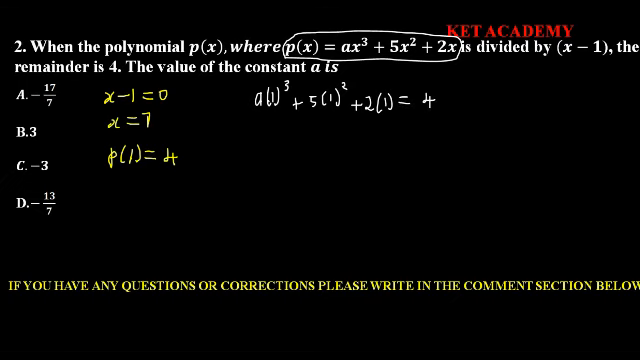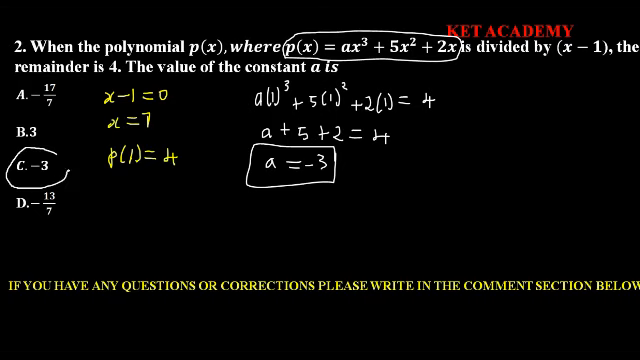So in this case, we simplify. We are going to have a plus 5 plus 2 equal to 4. So simplifying that, we're going to get a equal to 4 minus 7, which is minus 3. So the correct option here will be C. So the correct option here is C.